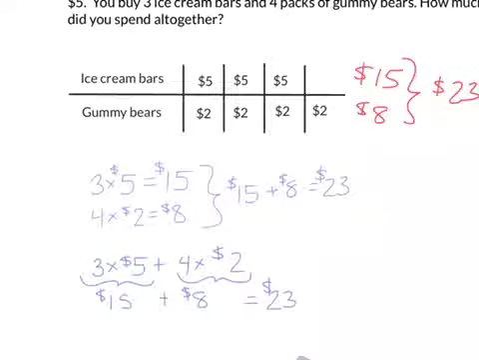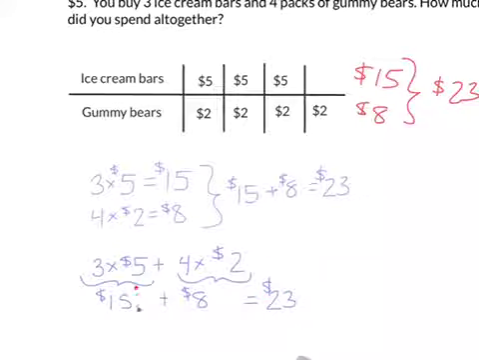So if we were asked to write an expression or an equation that represents this, a good way of doing that would be to do 3 times 5 plus 4 times 2, right? And so here we have 3 times 5 is 15 and 4 times 2 is 8, which is 23.